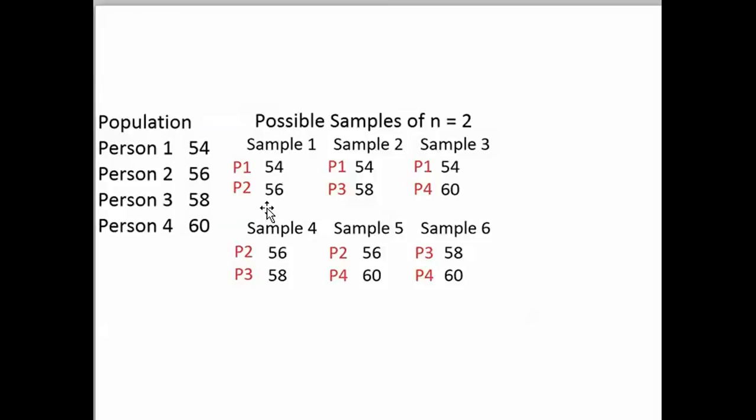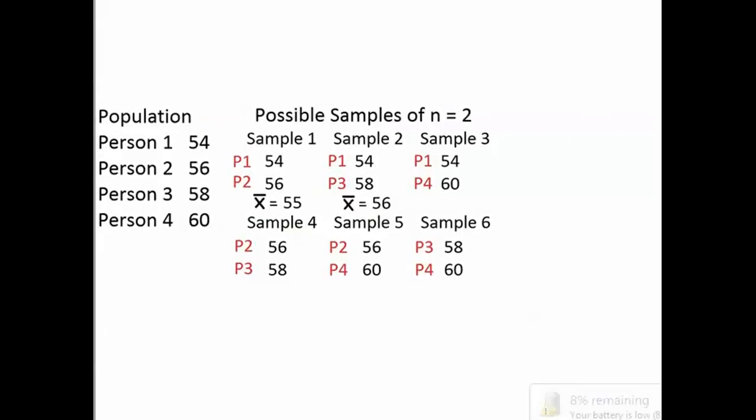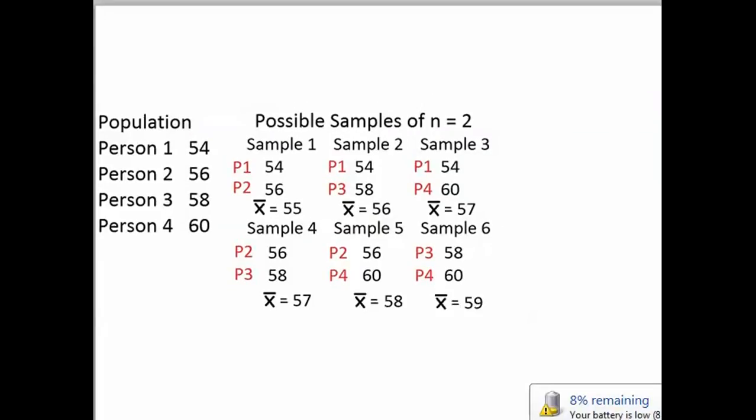Each possible sample of 2 people has its own sample mean. We can find the mean of each possible sample by adding the 2 numbers in the sample and dividing the total by 2. So these are the means of the different possible samples. Sample 1 has a mean of 55, sample 2 has a mean of 56, and so on.